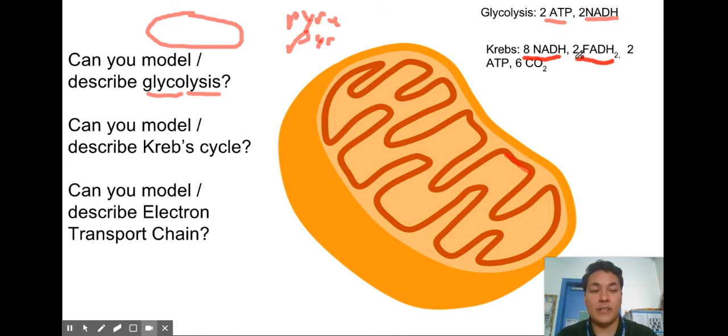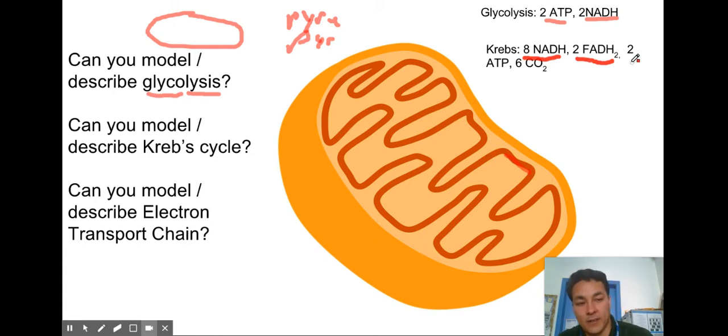Think of FADH2 as another taxi cab. It just enters the electron transport chain at a slightly different protein. So if you're familiar with it, this could be your Uber and this could be your Lyft. It's just a way to carry high energy electrons.